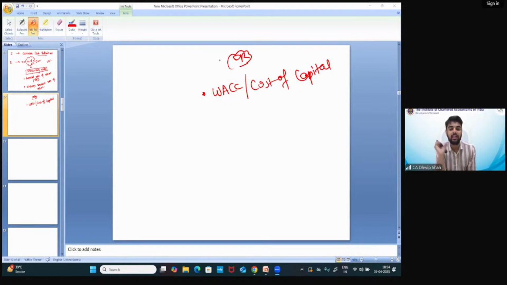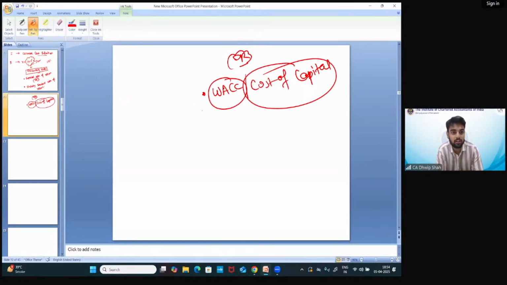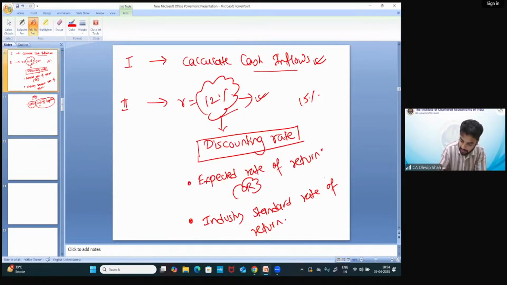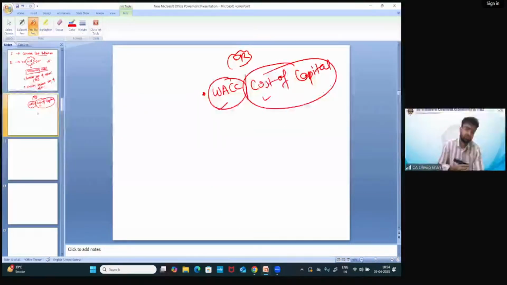You have to outrightly reject the project. Are you getting this? So a discounting rate, in the absence of information, or from an academic point of view, will always be WACC. Because in your practical questions, ICAI has always used this rate. They have given no information for expected rate and standard industry rate. Are you following? So in all the questions, they would give you WACC, the overall cost of capital, and that rate you have to use as a discounting rate.